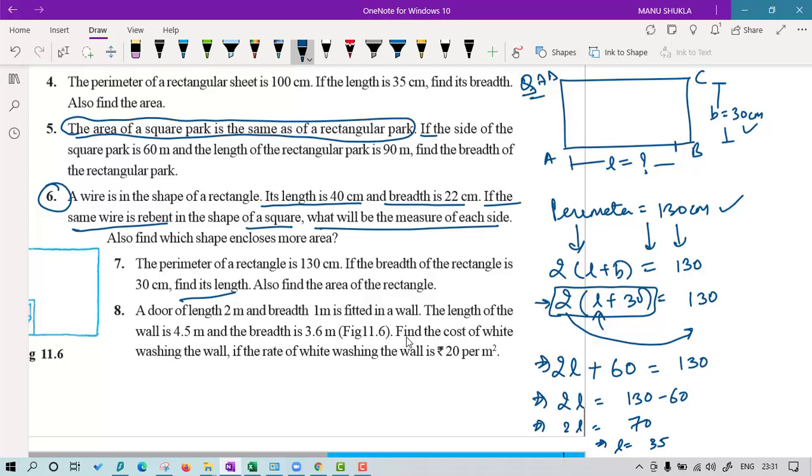Now what we have to find after that? Also find the area of rectangle. It's very simple. Just put the value of L into B and you will get the answer. Now last question, question number 8 of this exercise. Let's discuss this also.